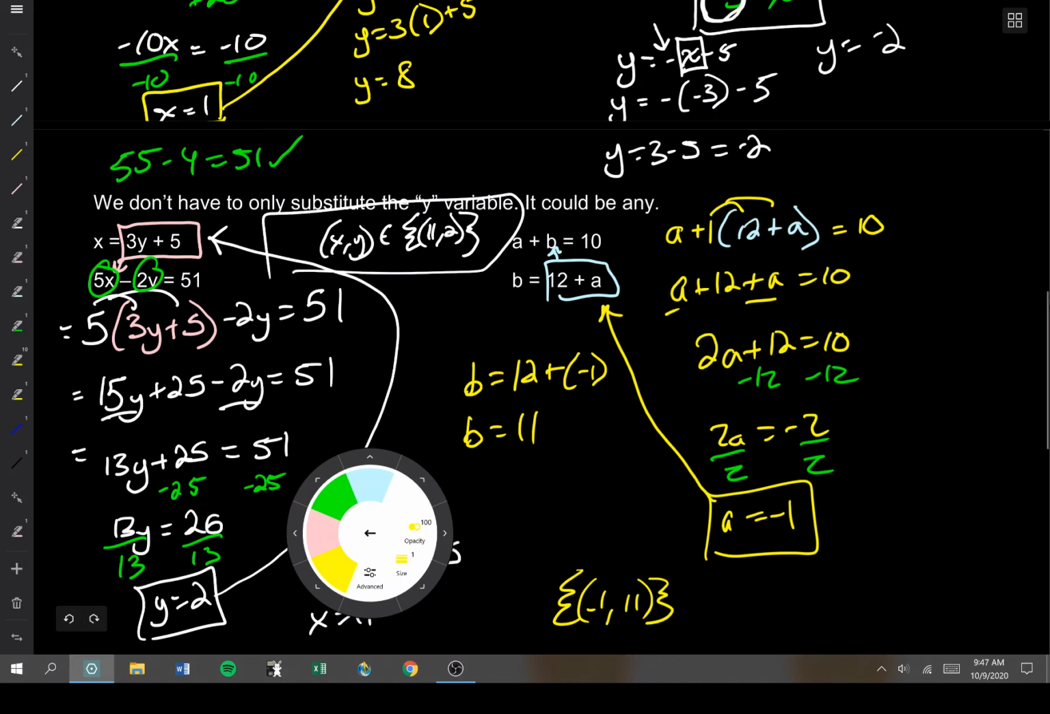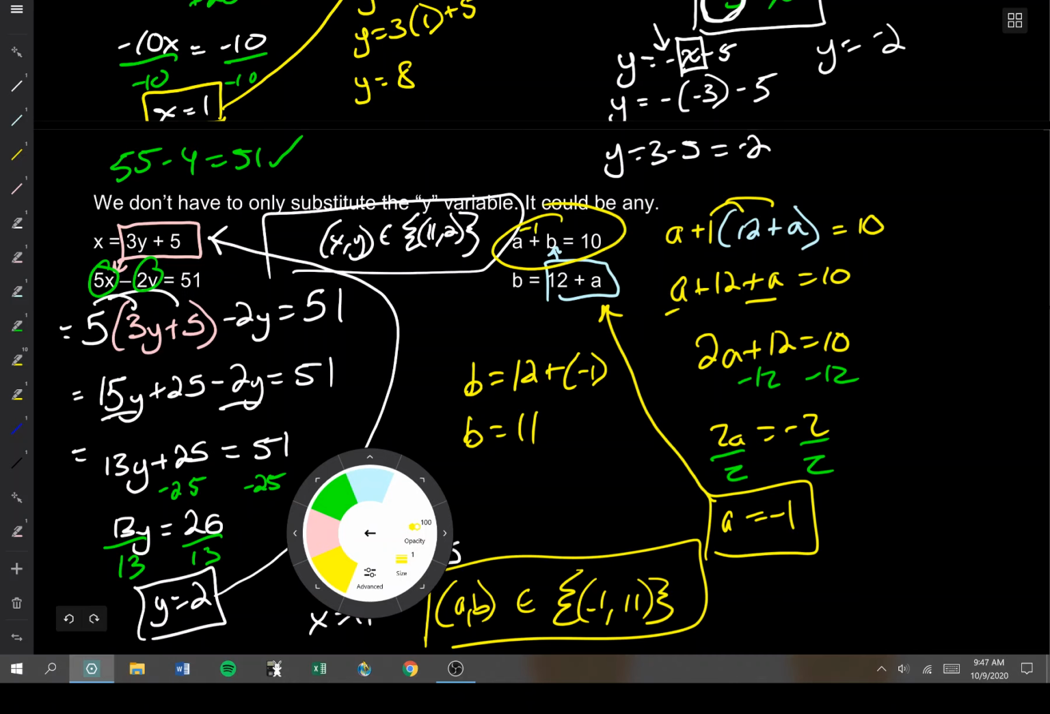When you're giving solutions, tend to give them in alphabetical order, please. A, B, X, Y, C, D, whatever it is, alphabetical order. Here's my solution. I'm going to check this in the other equation. -1 for A plus 11 for B does equal 10, so it checks.